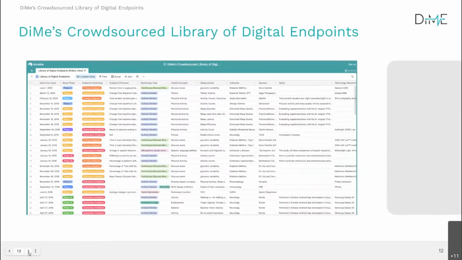If you don't have your magnifying glass, this is fine. This is just intended to depict the resource that's available to you, open source, at the DIME website. This is a fully searchable database that you can probe by health concept, by type of technology, by endpoint positioning, by phase of trial, by sponsor, and so forth. There's an awful lot of information here, and I encourage all of you to use this as a resource if you are thinking about developing or utilizing a digital endpoint.